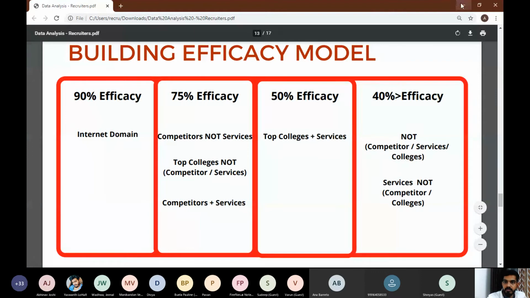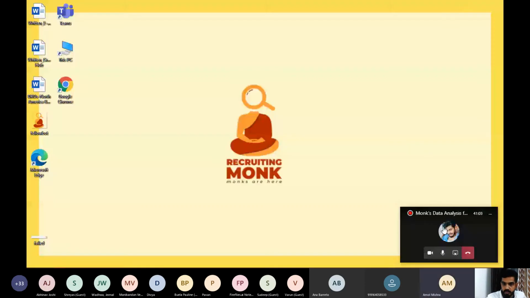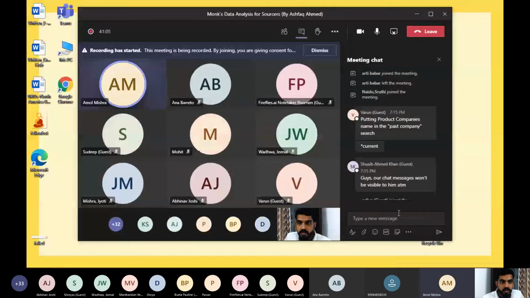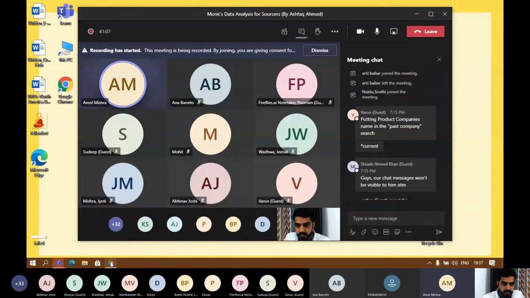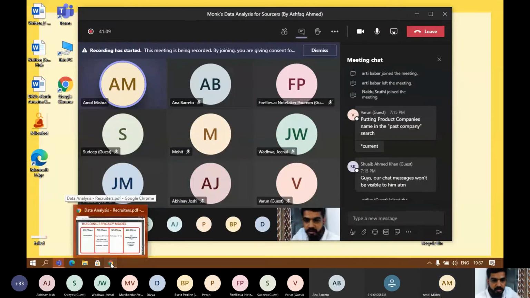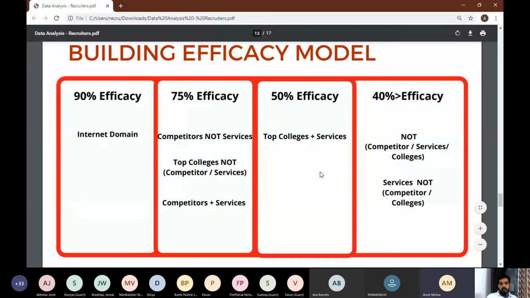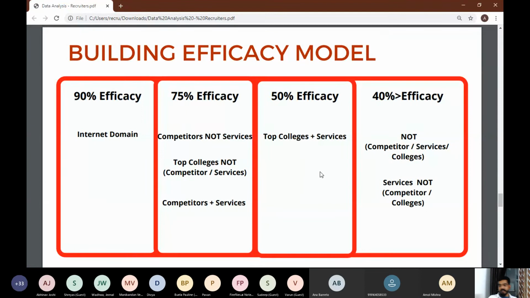This is interesting, Ashfaq. Good to go? Yeah. Okay, cool. Right. Okay. And this is the first time I'm presenting something like this.